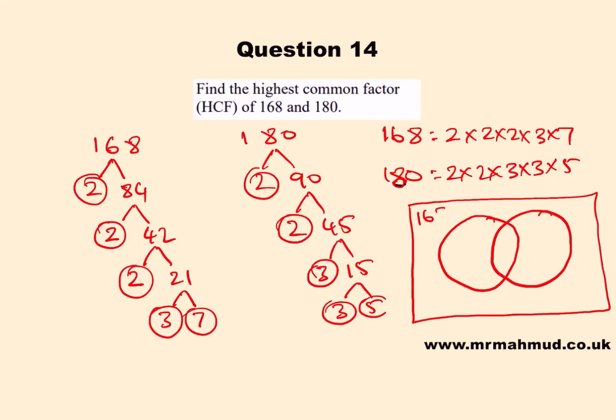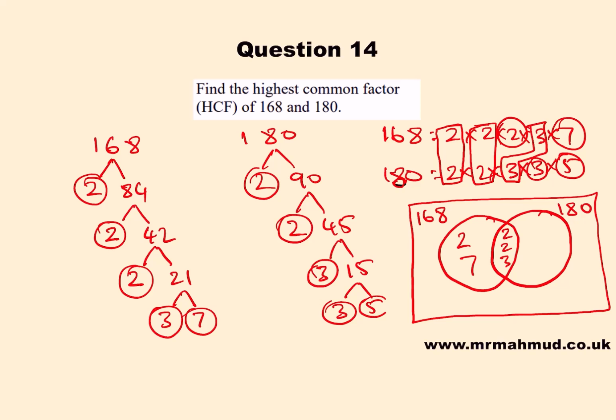The circle is for 168, this is for 180. So we're going to write down the common ones. There's one lot of 3 common. Okay, so that will go in the middle of the Venn diagram: 2, 2, and 3. Anything remaining, 2 and 7 for 168, will go on the 168 side, so it'll be 2 and 7. And then 3 and 5 will go inside the 180 circle, 3 and 5.